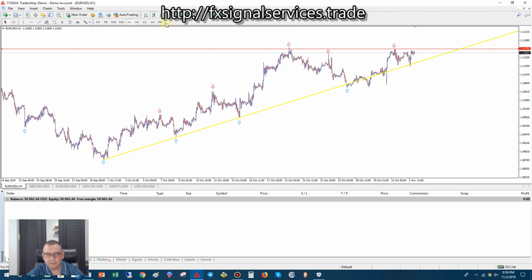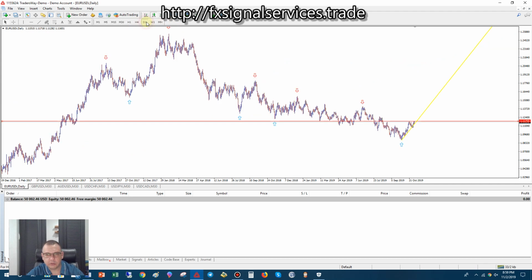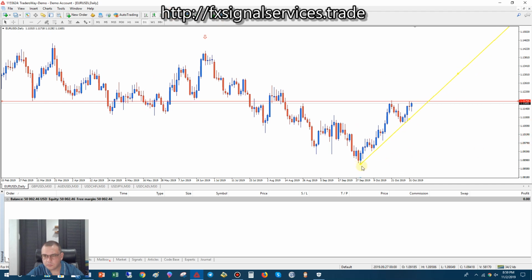Now this is on a smaller time frame. We need to look at the higher time frames to really get a big picture of what's going on. Okay, and if we look here on the daily, watch this, we get a better analysis of what's going on.